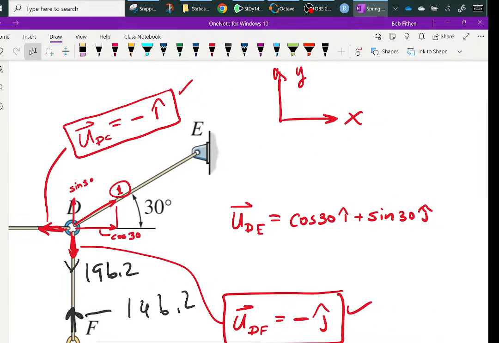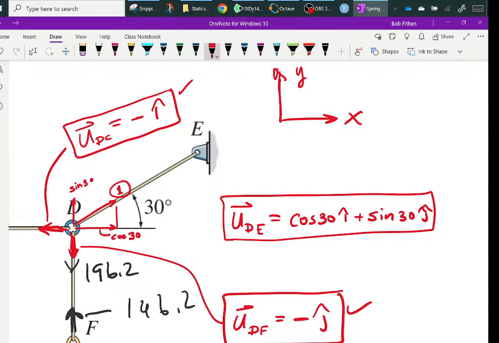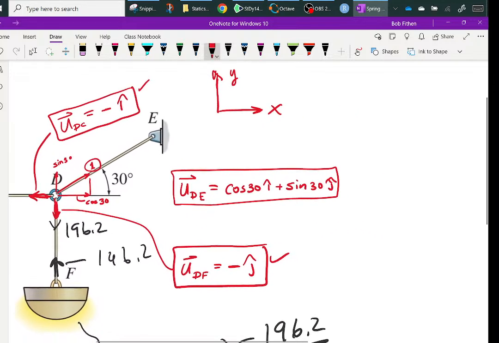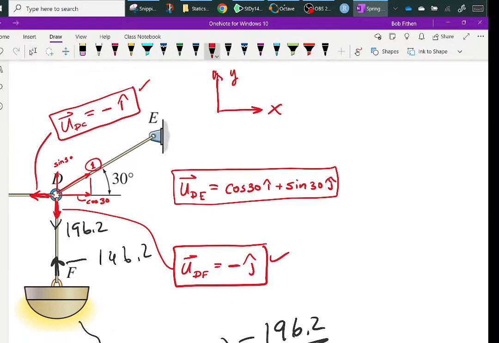So I'll just write those down right here. So I've got all 3 of these. And again, I'm focused on this ring itself. So if you want to, you can say, well, I want to know the tension in DE as a vector, written as a vector. Well, that's going to be the tension in DE, whatever that number is. So I'll say this is the scalar portion of that, times the direction, UDE.